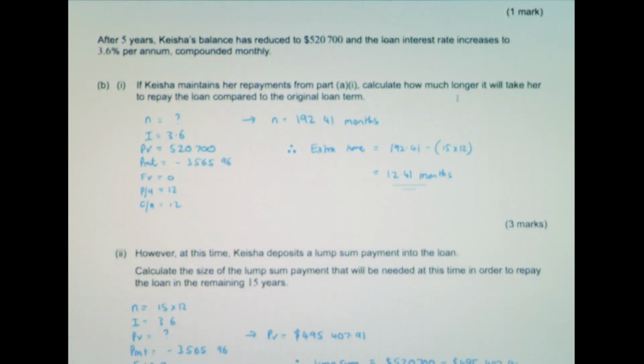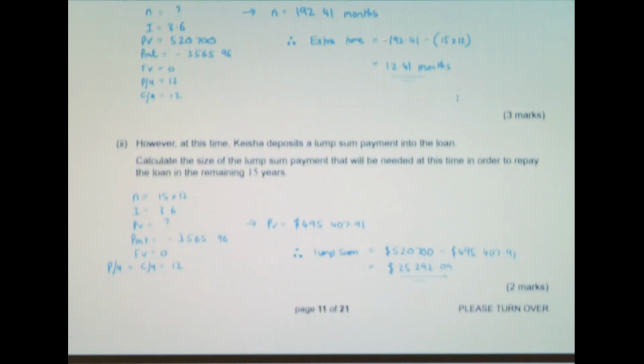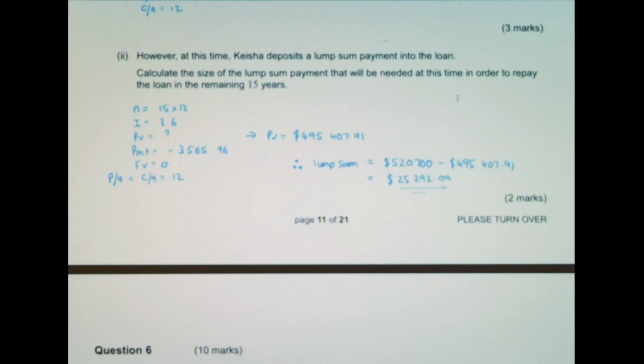Final part of the question, again a little bit different. With this one, we've said at this time they're going to deposit a lump sum. To calculate the size of that lump sum, what they had to do with this section is look at finding the principal value. And then they're looking at finding the difference between the 520,700 and the principal value that they've just calculated.